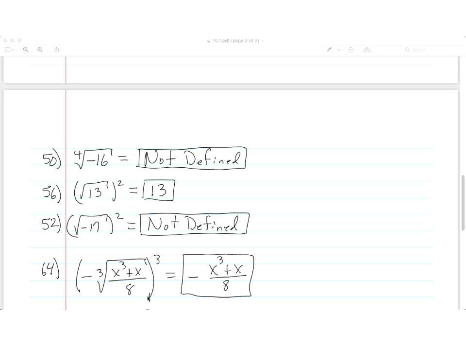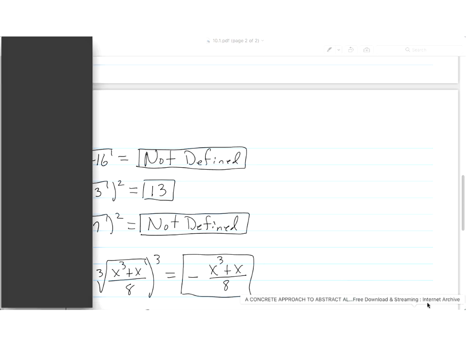Let me do problem number 64. The negative cube root of x cubed plus x over 8, all quantity cubed. Well, a negative number cubed is negative. The cube gets rid of the cube root, and so what remains is just the radicand, x cubed plus x over 8. Any questions about that? Okay.